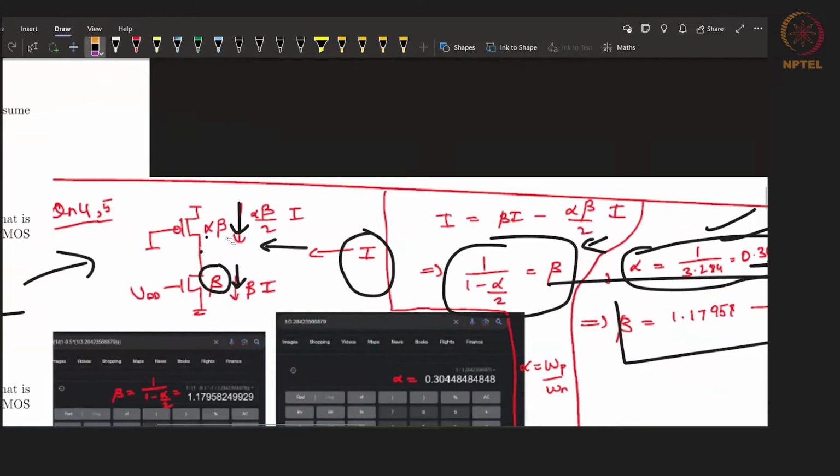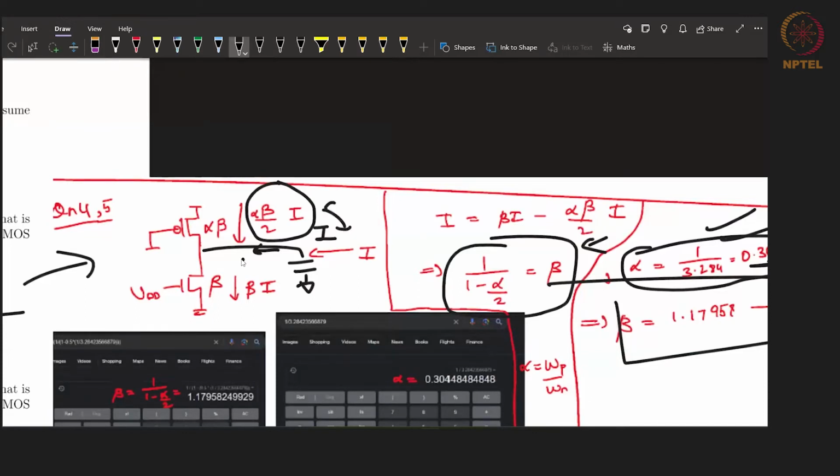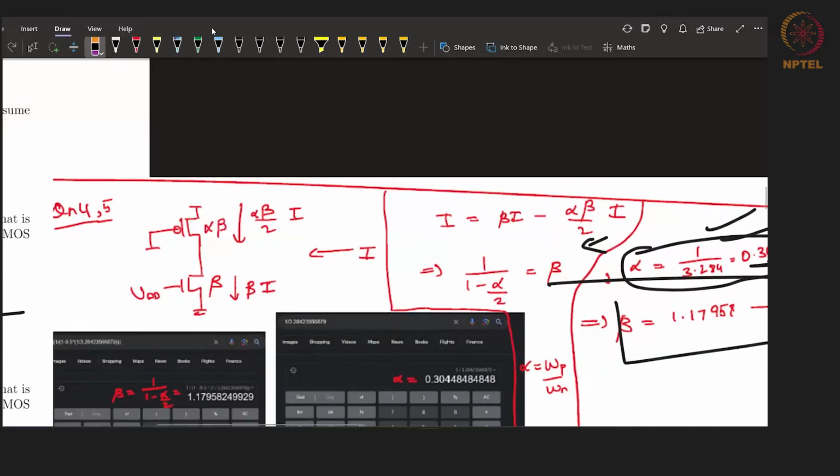So here, assuming that I is the current through the discharging capacitor, right? So the capacitor provides the current coming from here is I, let's say, and the current coming from the PMOS is alpha beta by 2 into I because of its sizing. So when you add this up, that is the total current that goes here, which is by KCL. So the current I is equal to this value, and in such a way, if you go ahead and proceed, you will obtain the relationship beta is equal to 1 divided by 1 minus alpha by 2, right?